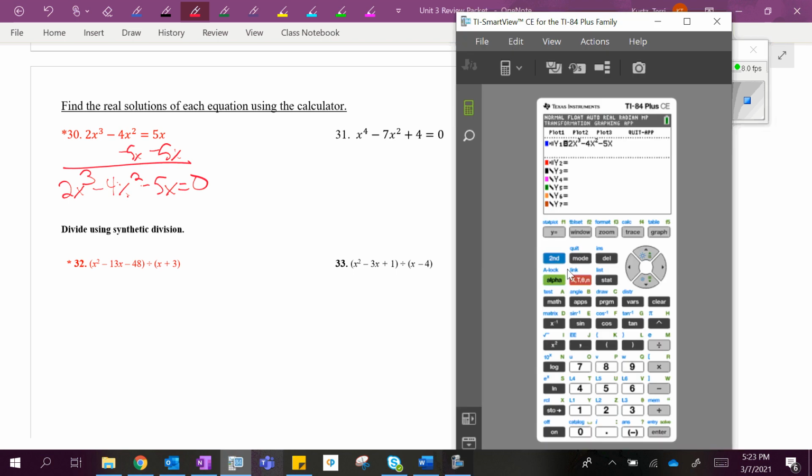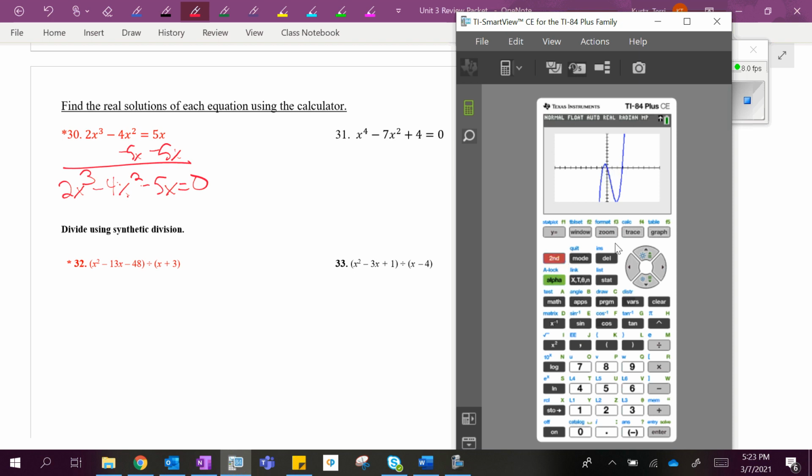Now I plug that in, I hit graph. Remember, if yours is off at all, like uneven, you can hit zoom 6, and that will center it. I'd like to get a little bit closer to this one, so I'm going to go to zoom, go down to zoom in. That took me a little too far. I'm going to keep it like this. Okay, but I have 3 roots. I've got this one, and this one.